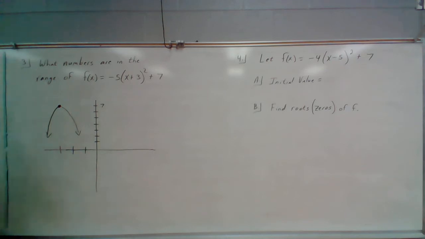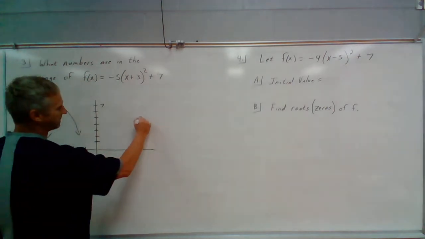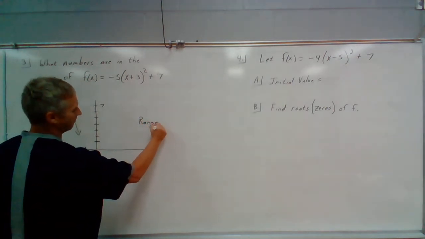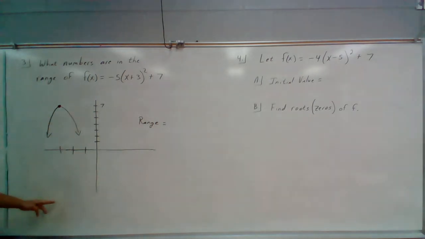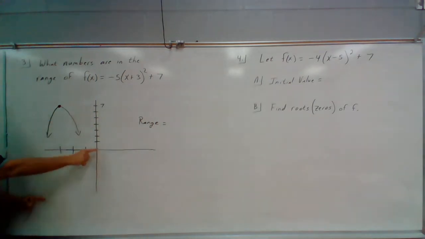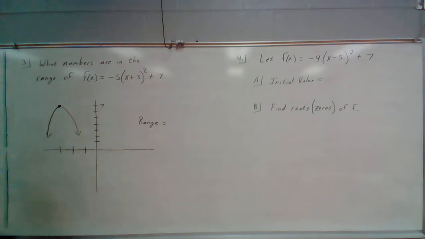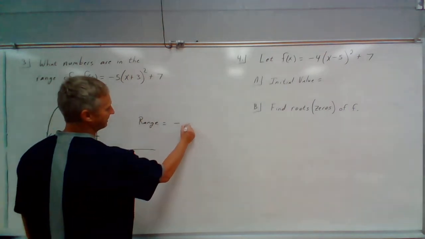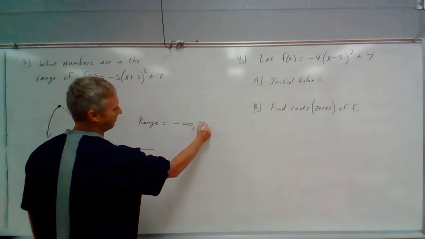And now it's really easy to see what the range is. The parabola keeps going down this way forever. So my range, so I'm looking at the y-axis, my range is from -infinity all the way up to 7. So the range is from -infinity all the way to 7.